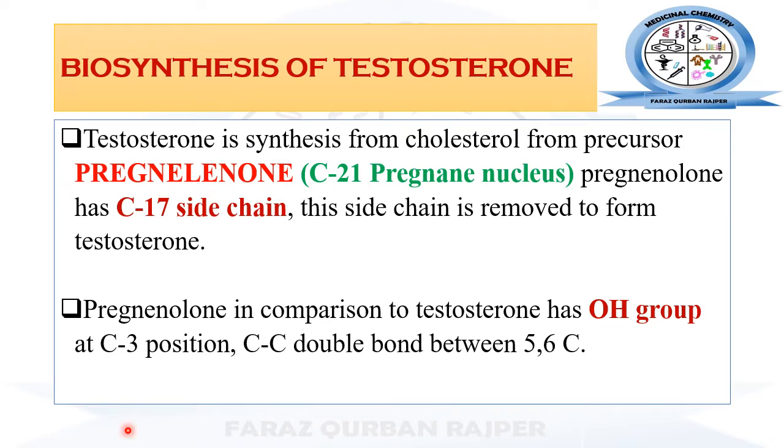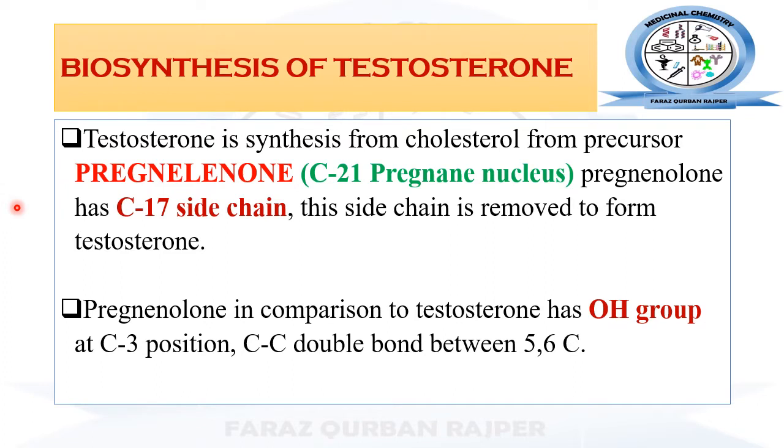Biosynthesis of testosterone. Testosterone, like other steroid hormones, is basically synthesized from the basic precursor, that is cholesterol. Cholesterol is a carbon 27 molecule. It gets converted through a series of reactions into the carbon 21 molecule, that is pregnenolone.